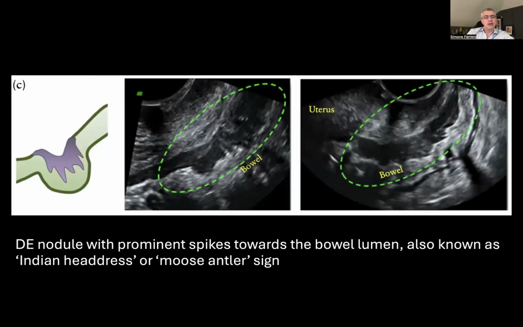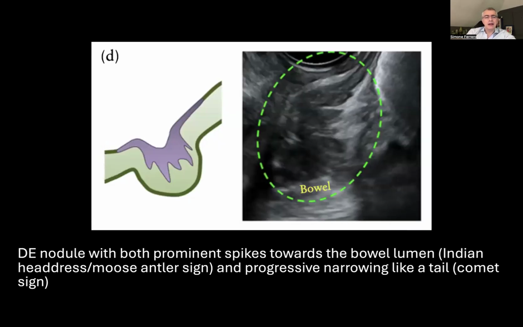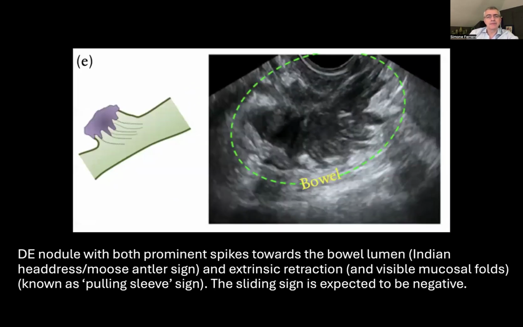Here you can see a nodule which has several spikes towards the bowel lumen. This is called Indian headdress or muzzle antler sign. Here you can see a nodule which has a prominent spike toward the bowel lumen, but it has also a progressive narrowing like a tail. Therefore, it has both the Indian headdress and the comet sign.